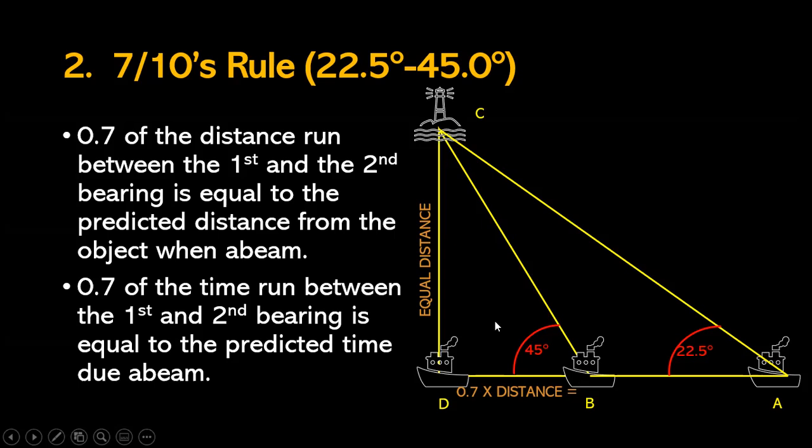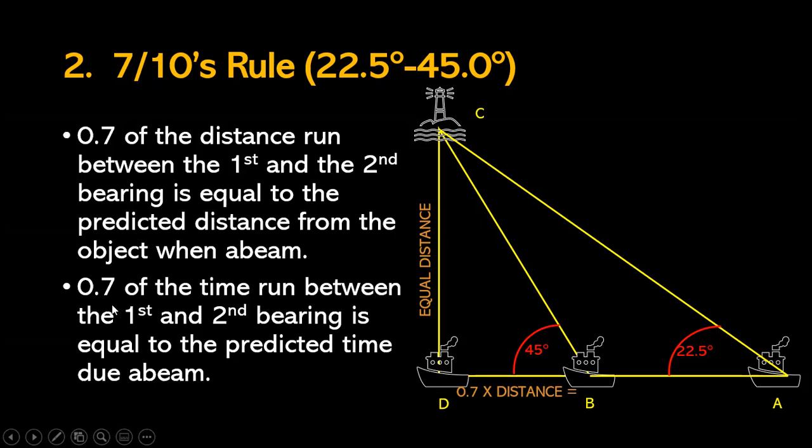nangangahulugan daw class, di ba kanina pinag-usapan natin sa bow and beam rule, yung AB is equal to the distance between B and C. Tama? So ngayon, dito naman sa 7/10's rule, itong BD, dumadagdag lang tayo, so para makuha mo yung distance, imumultiply mo lang as per this, yung 0.7 times the distance na nakuha mo dito sa AB. Okay? So kapag nakuha mo na ang distance ng BD, that BD is also equivalent distance ng iyong CD.